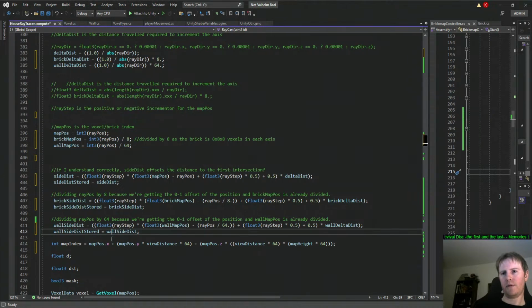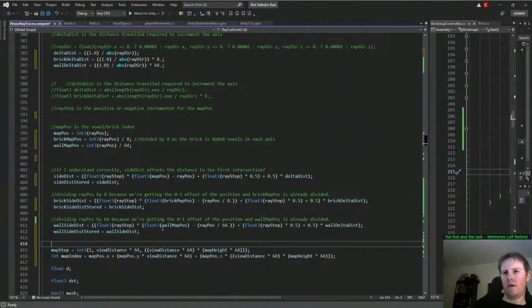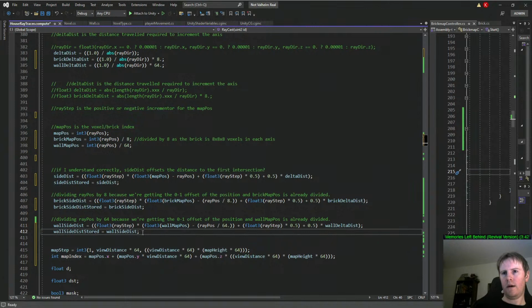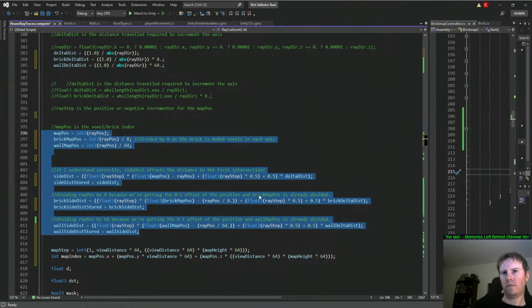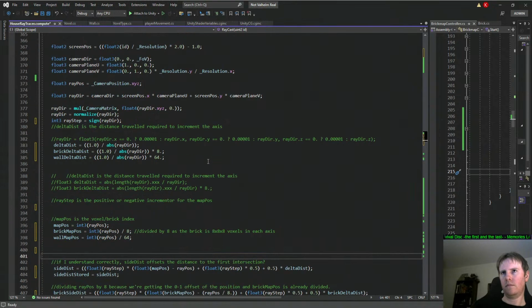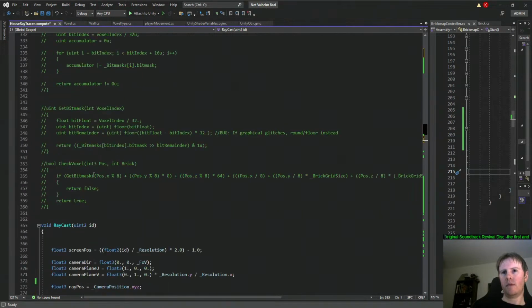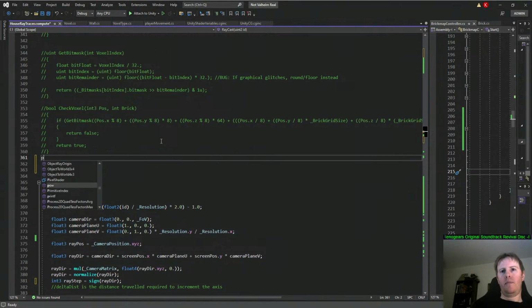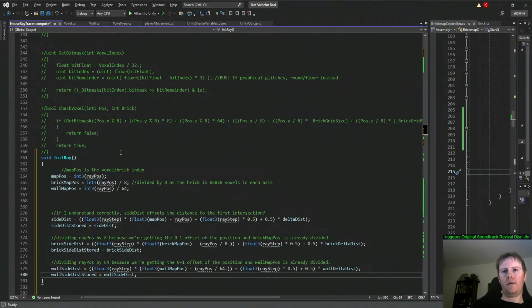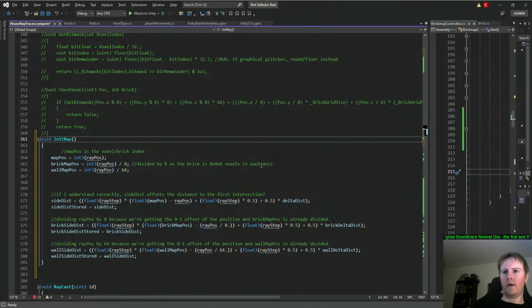Map step also not using. Well, no, we are using that, but we don't need to recalculate that. It's these. And then we want void init array. And I don't know if we really want to give it anything.